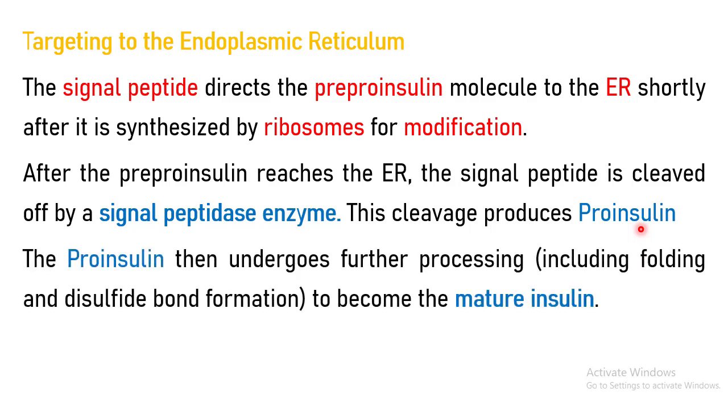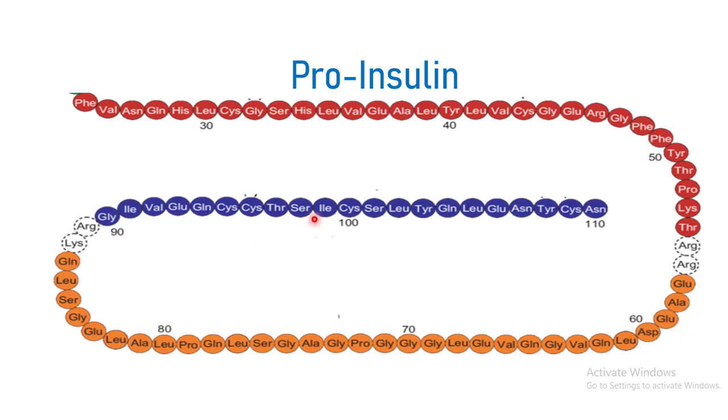Now, the proinsulin again has to go for further processing to become the mature insulin, like the folding and the disulfide bond formation. So this is going to be the proinsulin. This one is the B chain, this one is the A chain, and this one is the C peptide, as we have already seen in the last image. Now, when the signal peptide has been removed, the preproinsulin has been converted into the proinsulin.